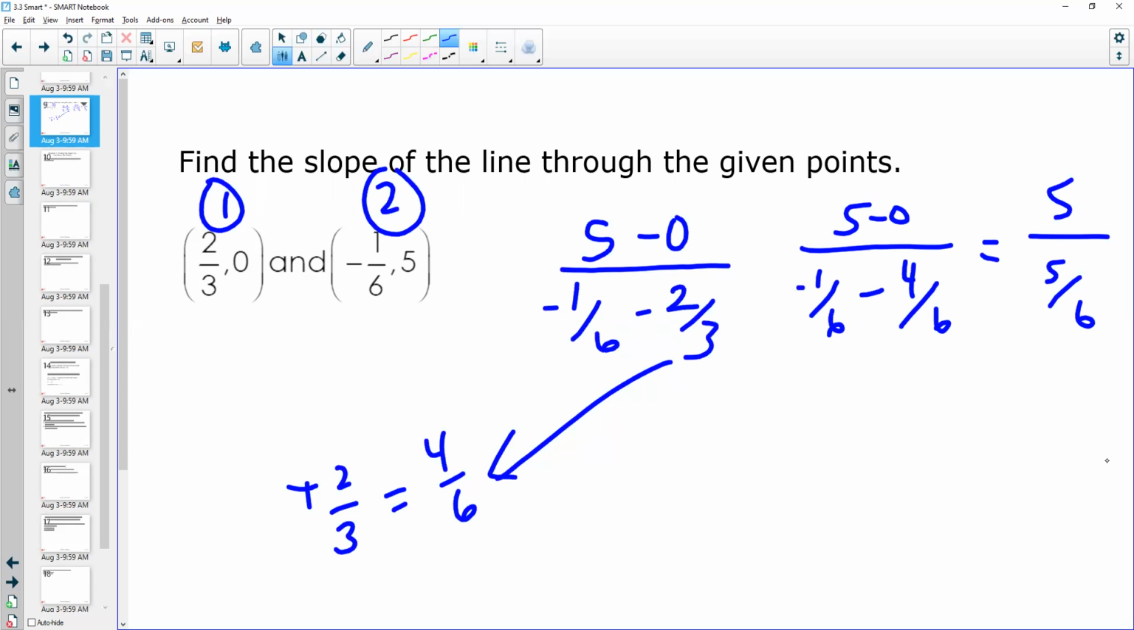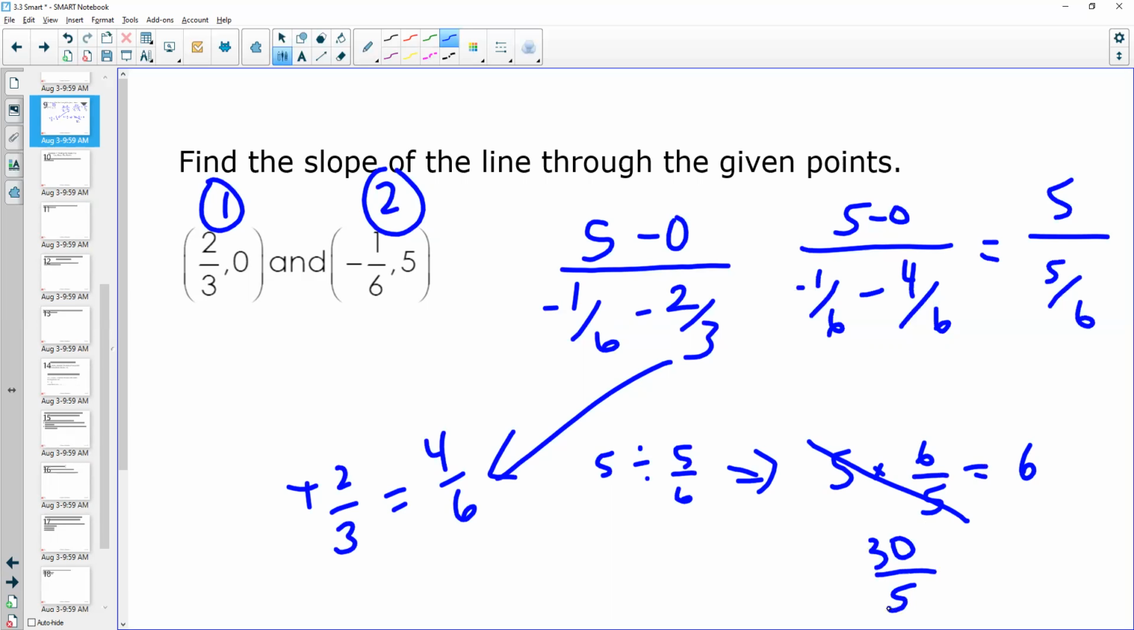The way to think about this is 5 over 5/6 is really the same as 5 divided by 5 over 6. And when we have that, it's really the same as 5 times 6 over 5. Once we get there, we can cross cancel across the multiplication sign, and it's really just 6. If you wanted to multiply through, it would just be 30 over 5. And if you divided that, you'd still get 6. So in this case, the slope is 6.